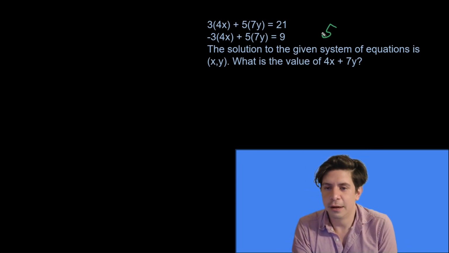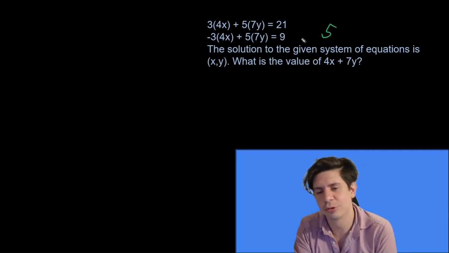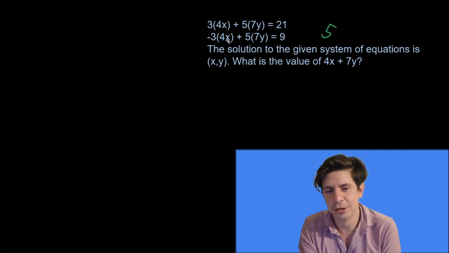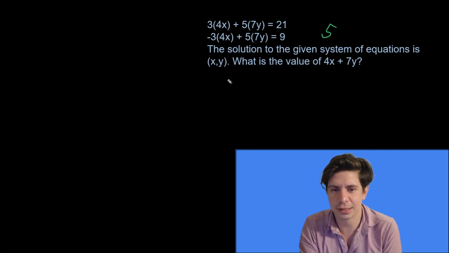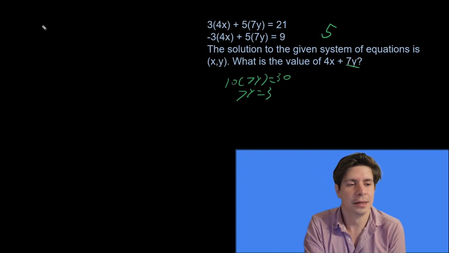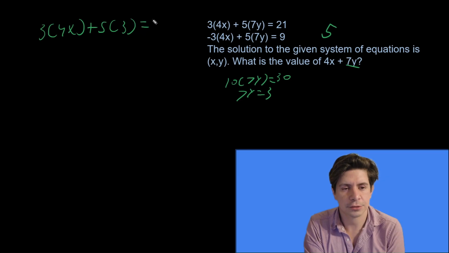Okay, so it'll be 5. Now, people might be like, well, what about if you don't want to do it that way, Sebastian? What if you just want to find it with elimination? Okay, so these two are opposites of each other. So when we add the two equations, we're going to get 10y equals 30. So 7y equals 3. Why would I find what y is when I'm looking for 7y? That's silly. So I can plug that in there and get 3 times 4x plus 5 times 3 equals 21.